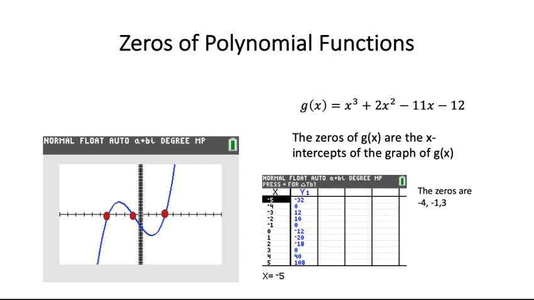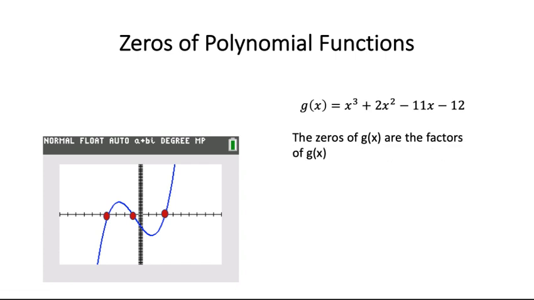Now remember, the zeros are the x-intercepts, but the zeros are also related to the factors of g of x, because the factors are where you find those x-intercepts. So if the zeros are negative 4, negative 1, and 3, the factors of g of x have to be x plus 4, x plus 1, and x minus 3. We're going to talk about this concept in a future screencast, about 3 sections from here. But anyway, that's introducing the idea that the x-intercepts, the zeros, and the factors are all related.